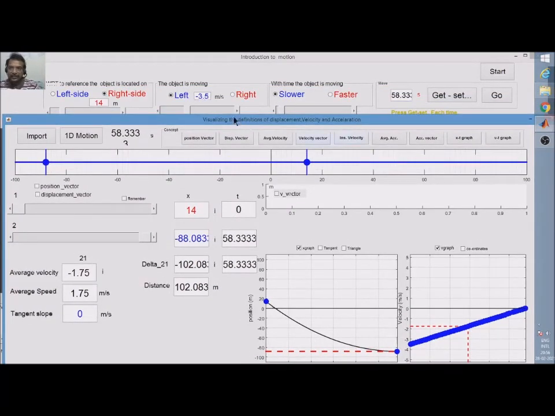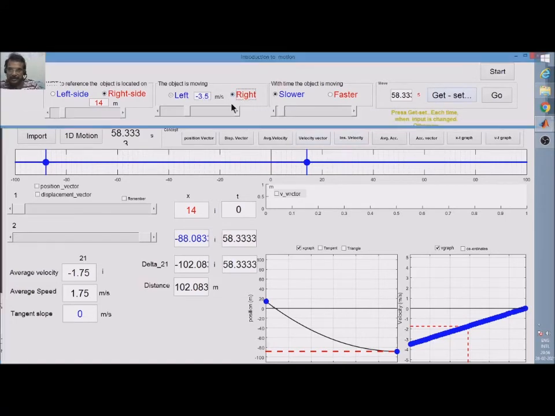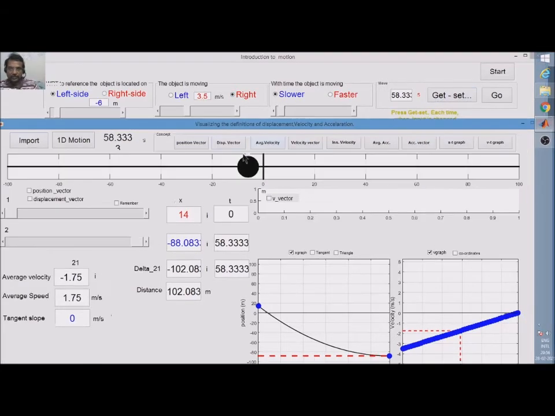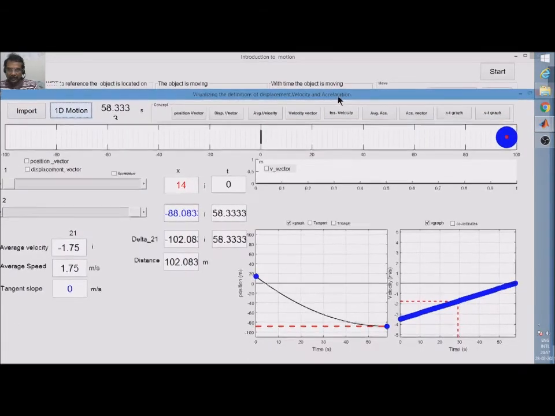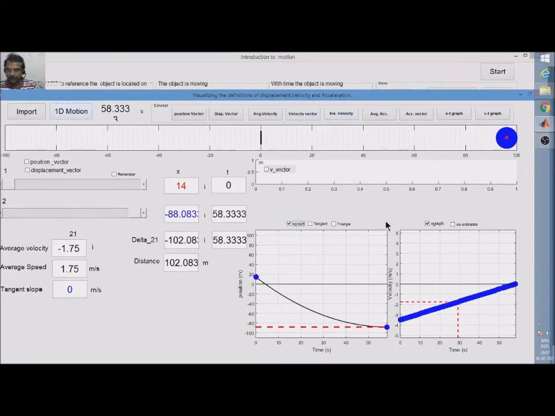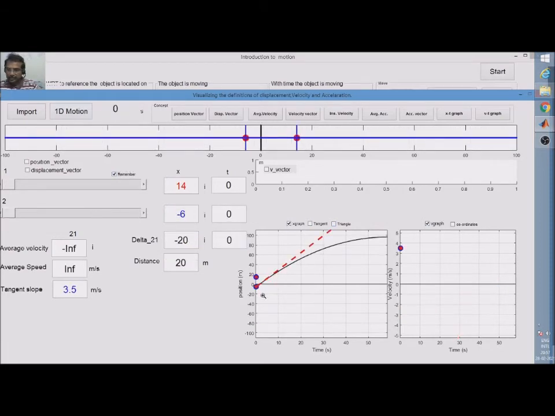Now let us look at a case where the object is moving towards the right and it becomes slower and slower. The object is at -6 meters. This would be the motion. A red dot indicating it is moving towards the right, and so this is the position time graph, and at t equal to 0 it is 3.5 meters per second, and a blue circle with a red fill.